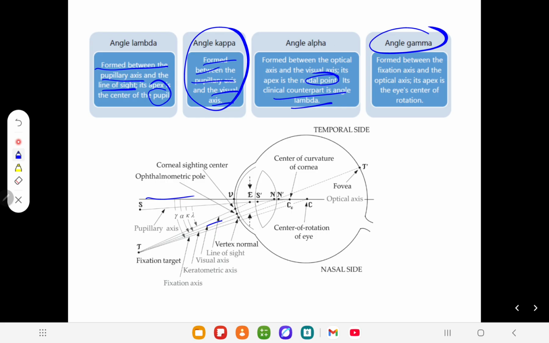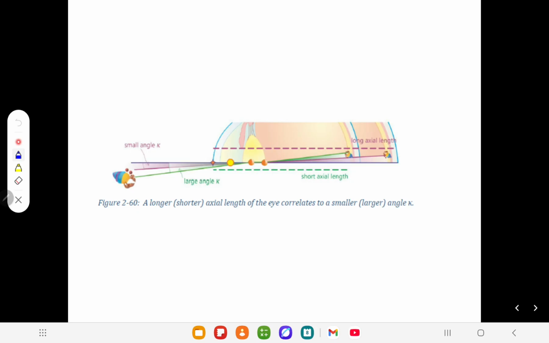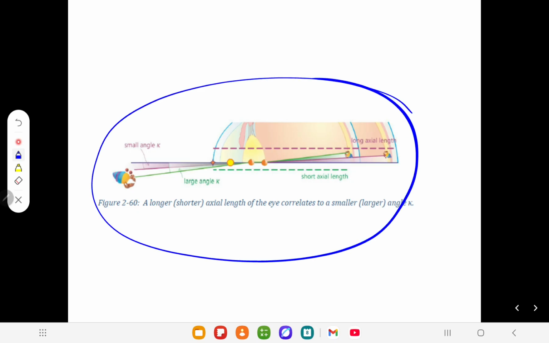Angle gamma is formed between the fixation axis and the optical axis, and its apex is at the eye's center of rotation here, isn't it? Optical axis and the fixation axis. This is angle gamma. So these are the angles. I have already talked about angle alpha and gamma, so the only one I am willing to talk about is angle kappa.